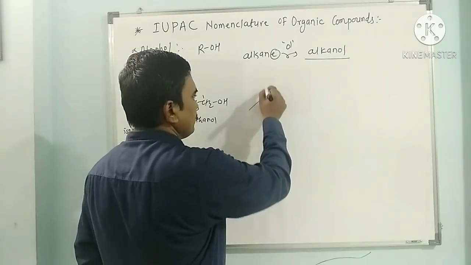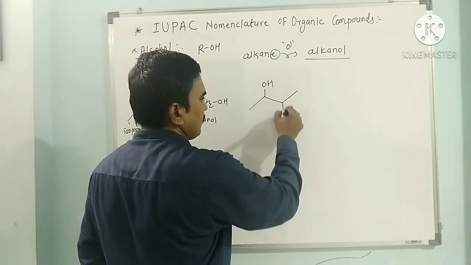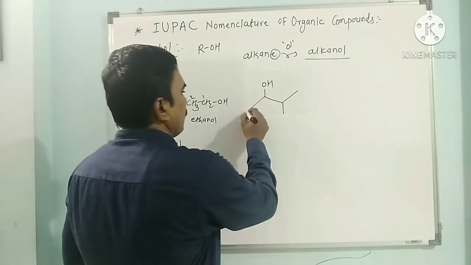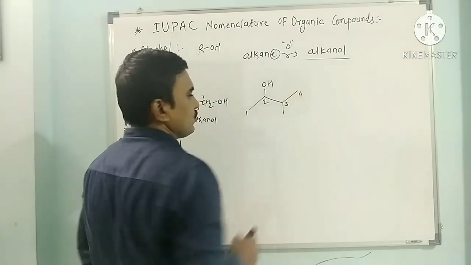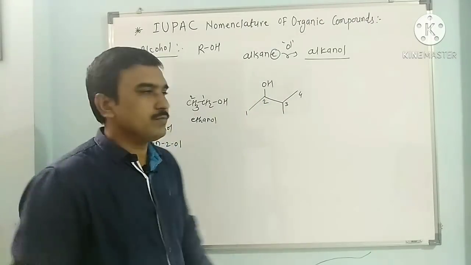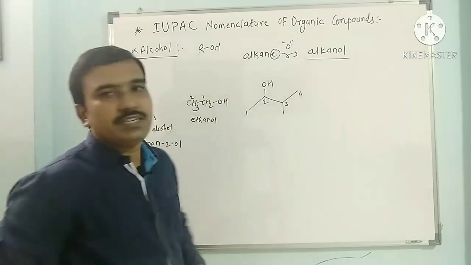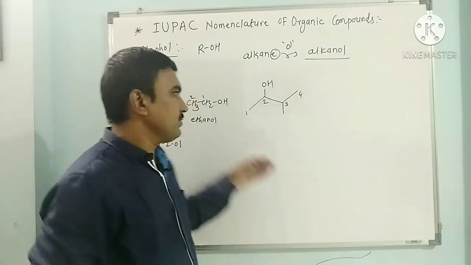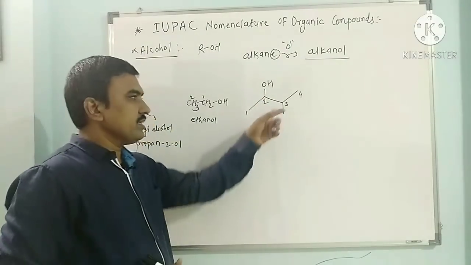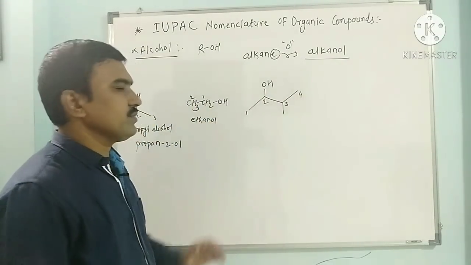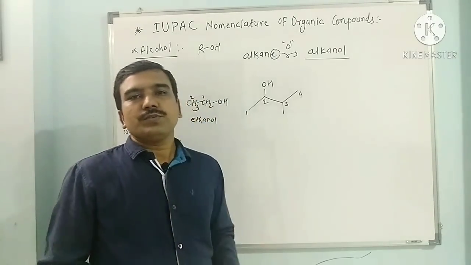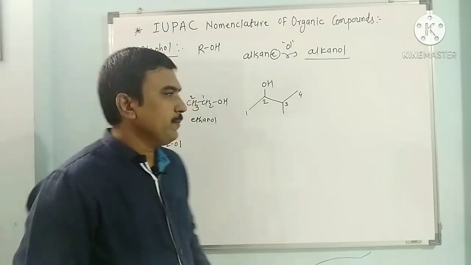If I have this one, how many carbons are there in a straight chain? 4. 1, 2, 3, 4. Why have we numbered from this side? The carbon having OH should get the lowest possible number. If you start numbering from this side, the carbon having OH will get the third number. But if you start this way, it will be second, and second is lesser than third. So I have to start numbering from this side. This is a very important thing. Always remember, if OH is there, even if alkyl groups are there, OH must get the lowest possible number.